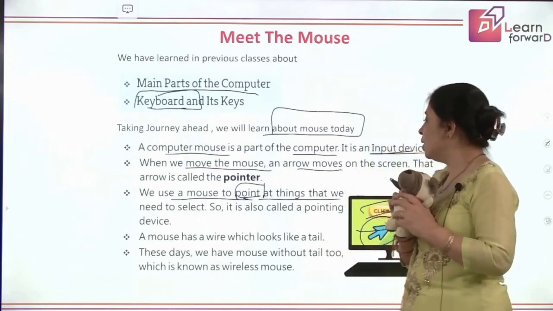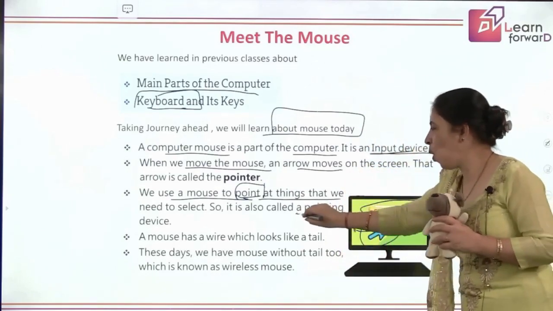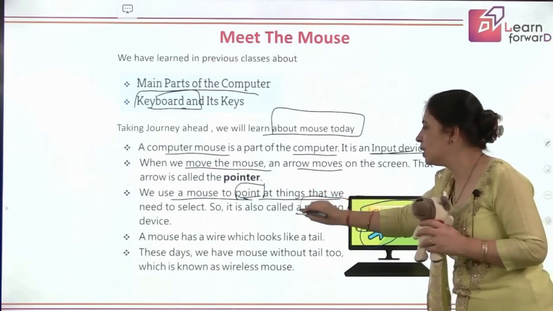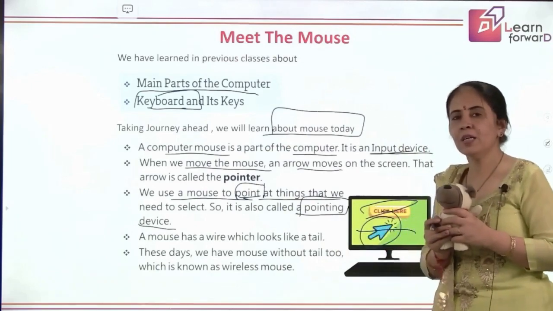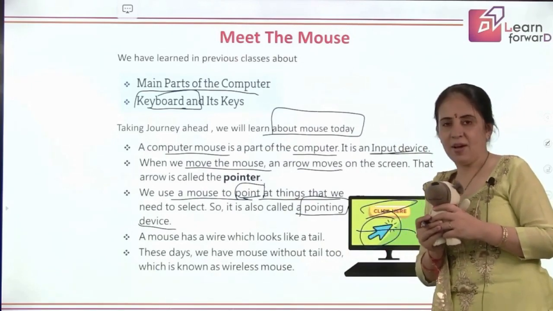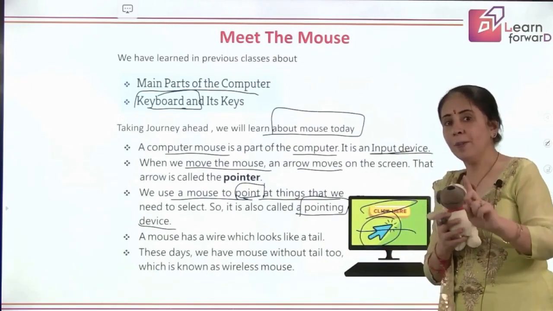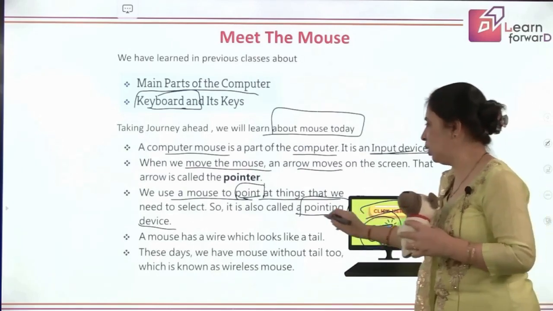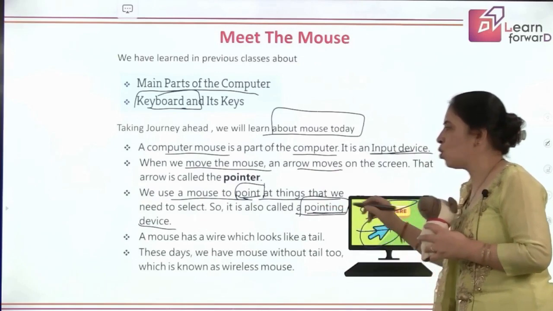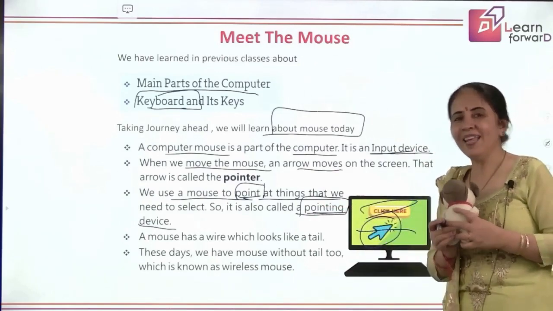Great. So we also call the mouse as pointing device. What do you call it? Pointing device. So it is one of the input device which works as a pointing tool. So we also call it a pointing device.